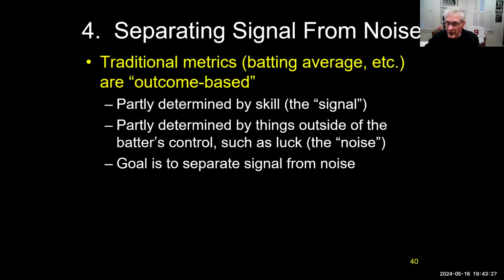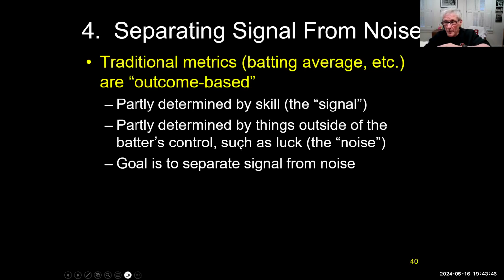Did he get on base or not get on base? Did he hit a home run or not hit a home run? So batting average is an example. It's outcome-based. Now, batting average is partly determined by skill. So, for example, if you hit the ball hard, you're going to increase your chances. But it's also partly determined by luck.